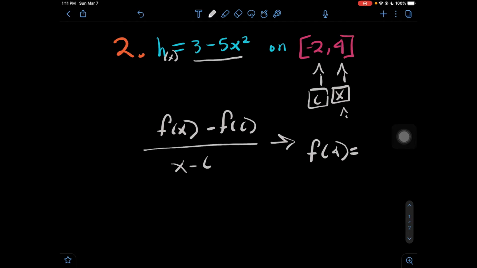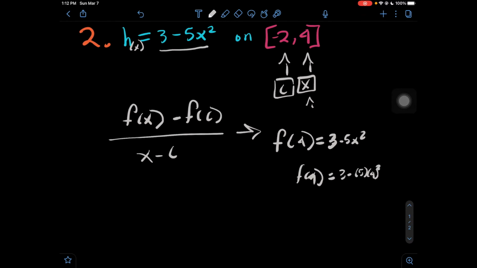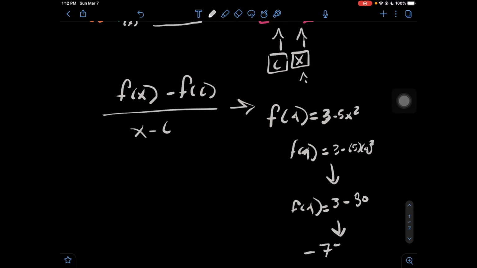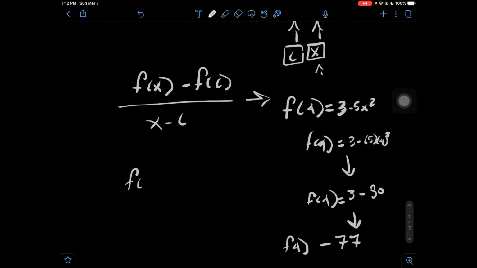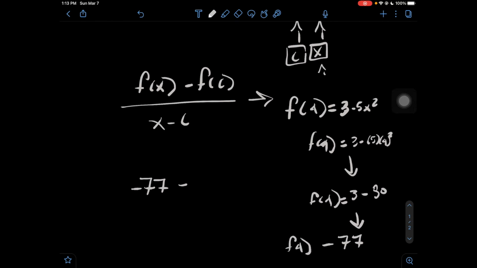f(4) equals 3 minus 5x squared. So that means we have f(4) equals 3 minus 5 times 4 squared. So this means that we have 3 minus 5 times 16, which is 80. So we have f(4) equals that. So 3 minus 80 is -77. Okay, so that means we have f(x) becomes -77. So now we have -77 minus f(c).